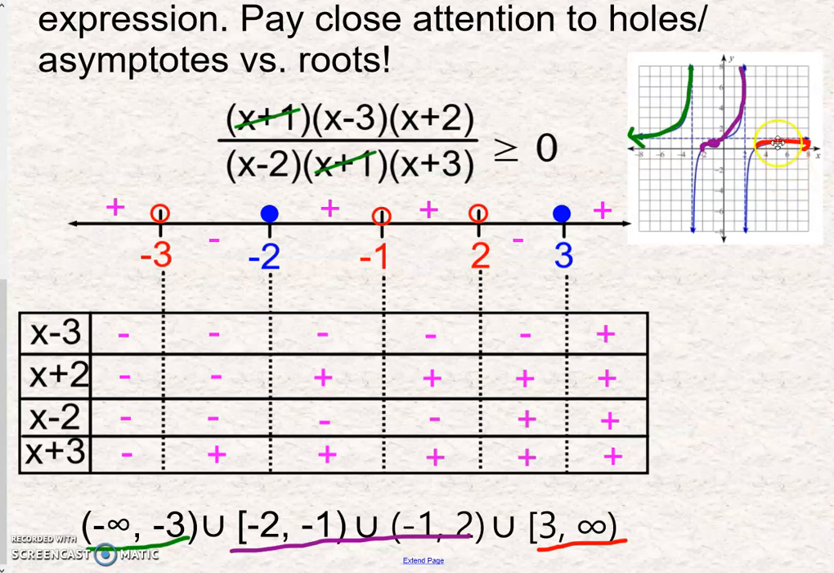So, if we knew what the graph looked like, we could just go from the graph. But I don't think any of us knew what this graph looked like. That's why a sign chart is so important. Well, let's try one more.